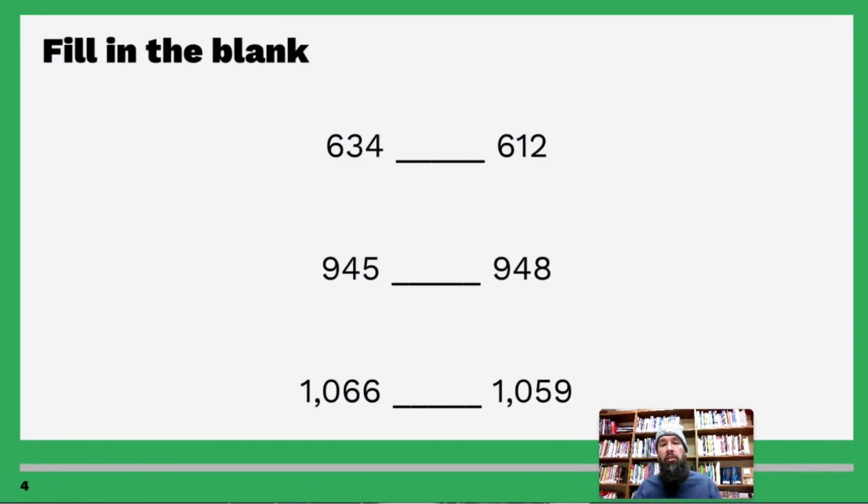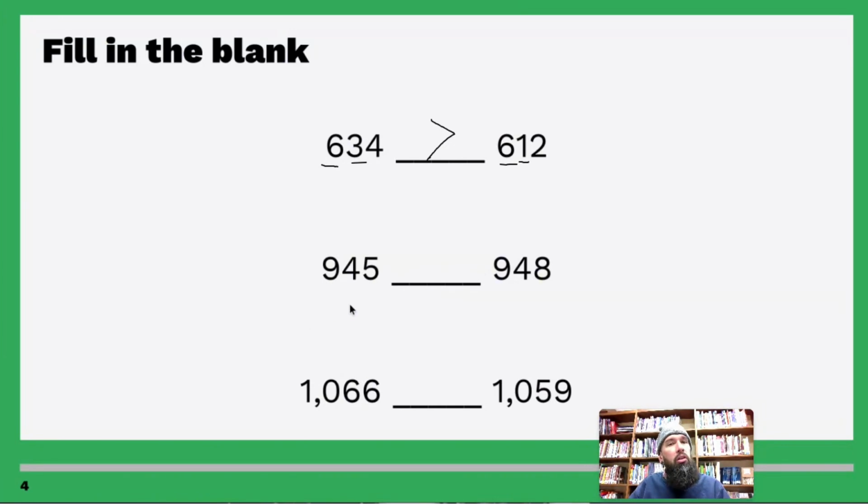What if we have 3-digit or, my stars, 4-digit numbers? Repeat the process. 3-digit versus 3-digit, can't do anything there. 6 versus 6, can't do anything there. 3 versus 1, the alligator's going to eat the 3. So 634 is greater than 612. Let's do it again. Let's get different colors.